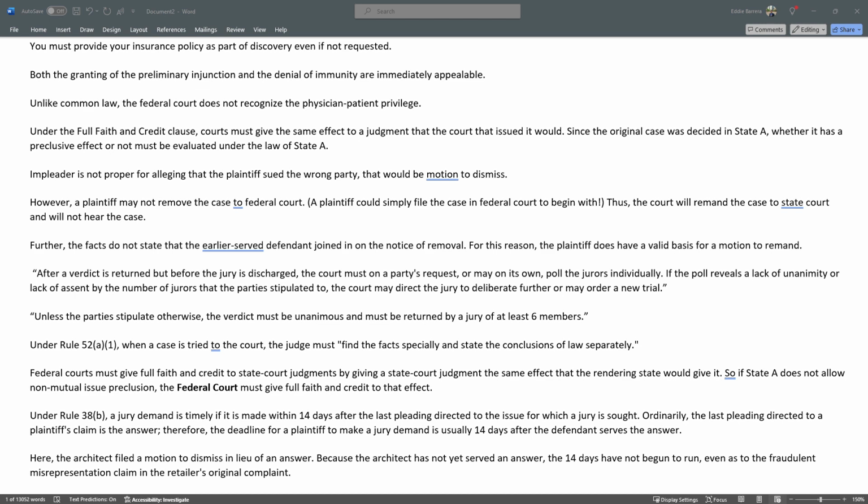Under the full faith and credit clause, courts must give the same effect to a judgment that the court that issued it would. Since the original case was decided in State A, whether it has a preclusive effect or not must be evaluated under the law of State A.